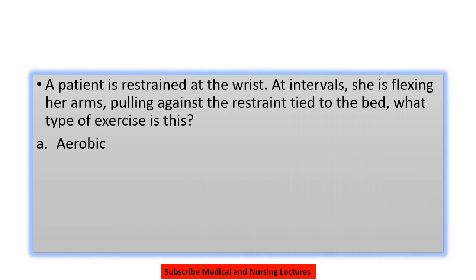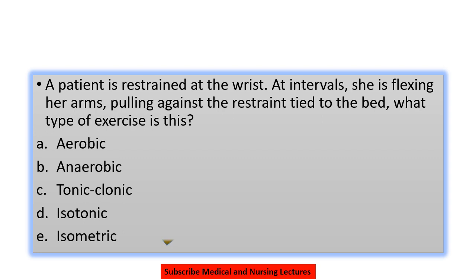A patient is restrained at the wrist. At intervals, she is flexing her arms, pulling against the restraint tied to the bed. What type of exercise is this? Aerobic, anaerobic, tonic-clonic, isotonic, or isometric.